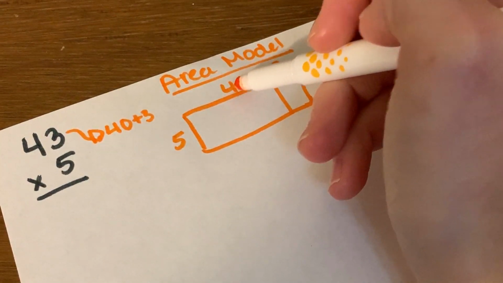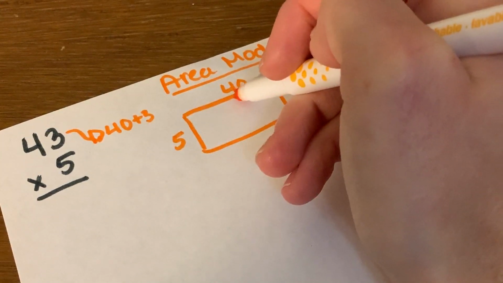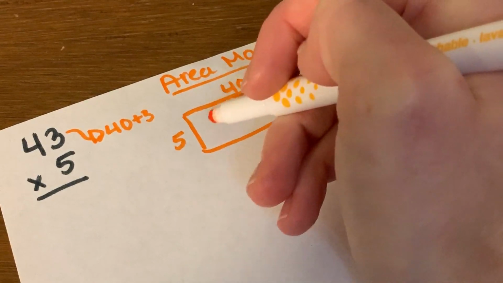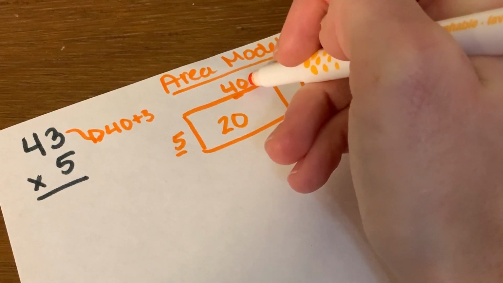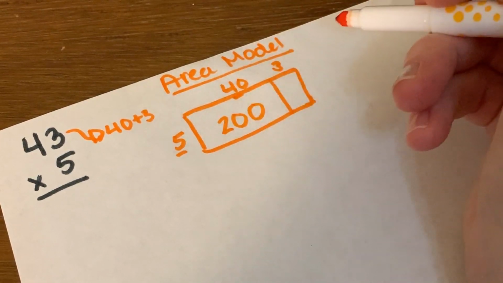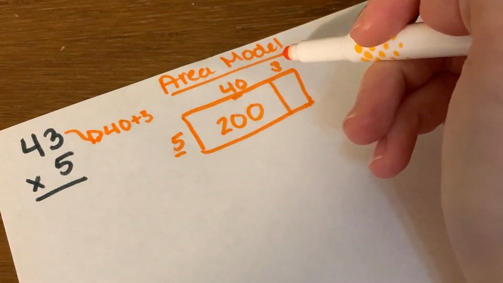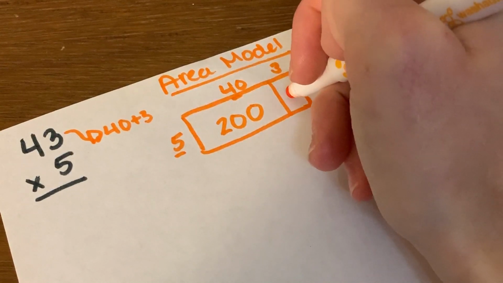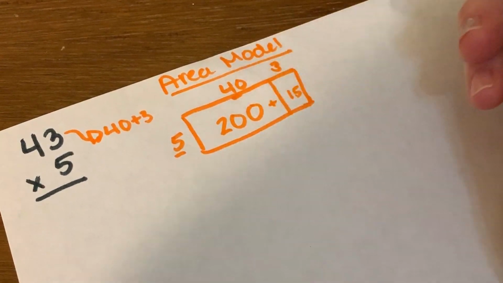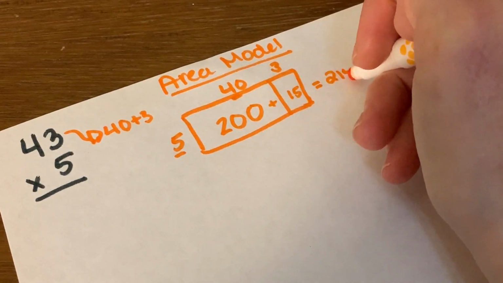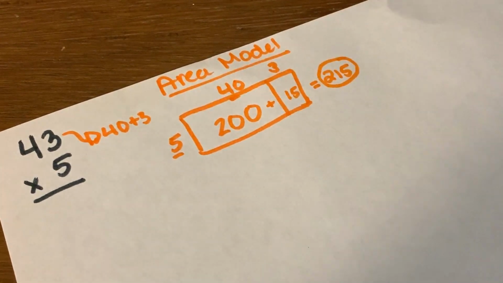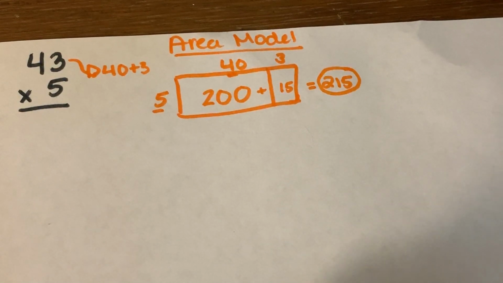So first I'm going to do 40 times 5. I know to look for my basic fact, so 4 times 5 gives me 20, and then to tack on any extra zeros, 200. Then I'm going to do 5 times 3, which gives me 15. Then I know to add these two numbers together, and I get 215. Okay, so that's how I solved it with the area model.